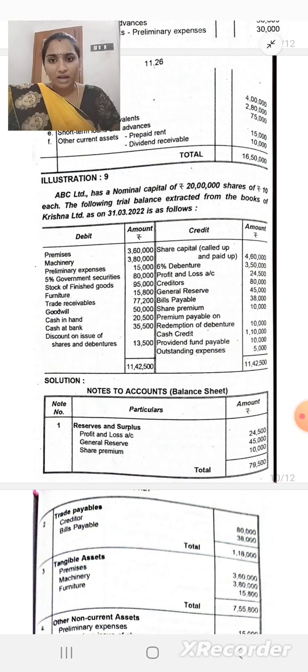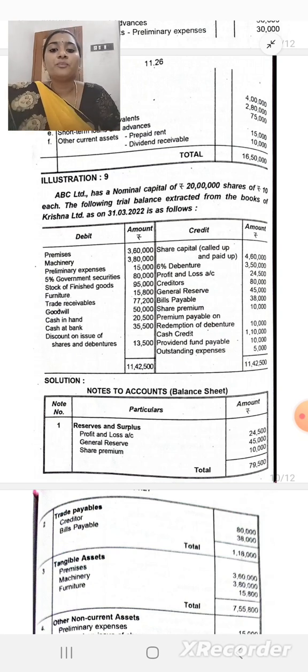On the debit side we have several items and on the credit side we have several items. How we select the items from debit and credit is a matter of accounts. Here, the notes to accounts for the balance sheet format: the working we are going to do is recorded in these notes. Working notes means we explain what we are going to show in the balance sheet that we prepare here.